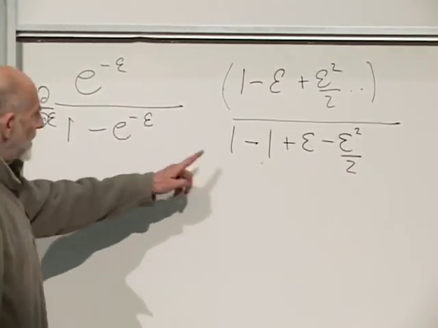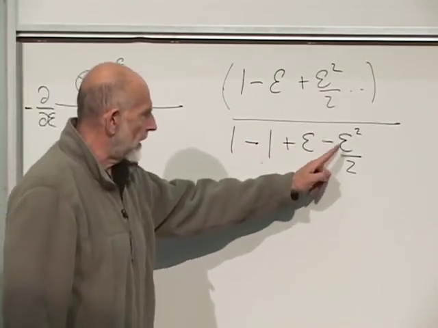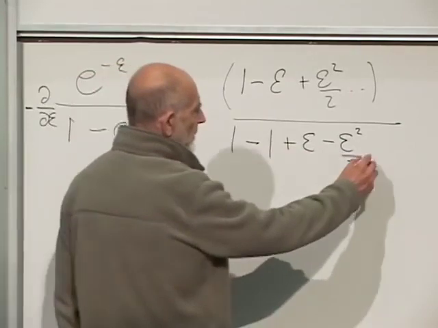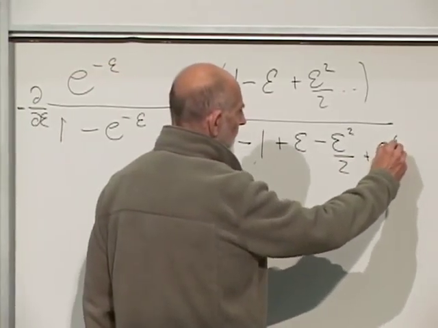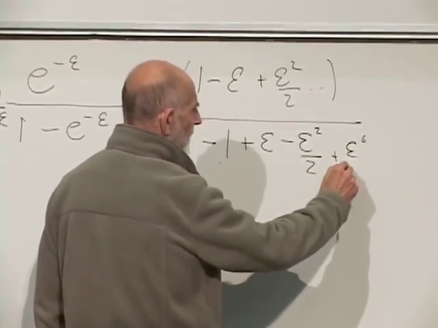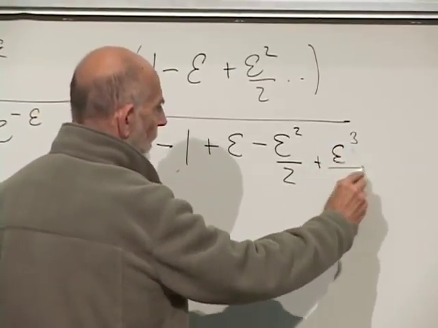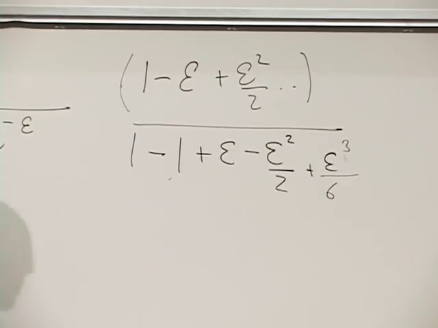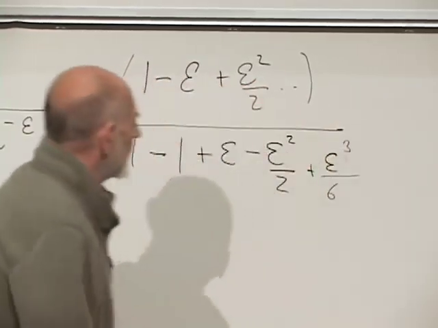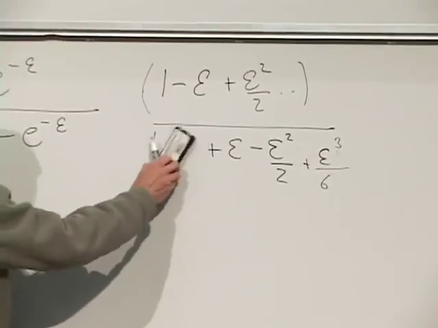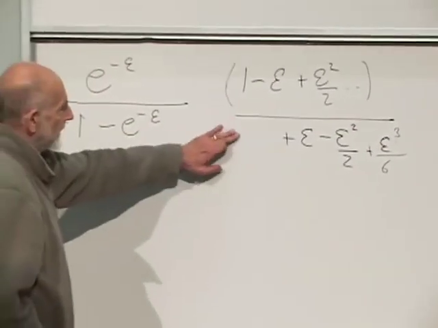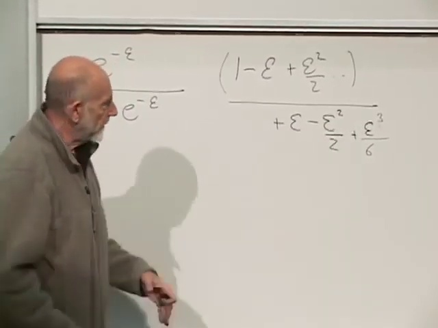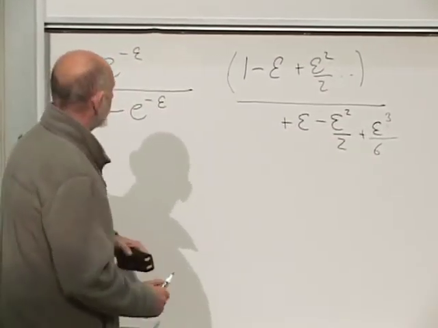Let me just check the sign. 1 minus 1 plus epsilon minus epsilon squared over 2. And the next one? Plus epsilon cubed over what? Epsilon cubed over 6, right? Now, we have trouble. The trouble is the 1's cancel. The denominator is proportional to epsilon. Let's factor out 1 power of epsilon.